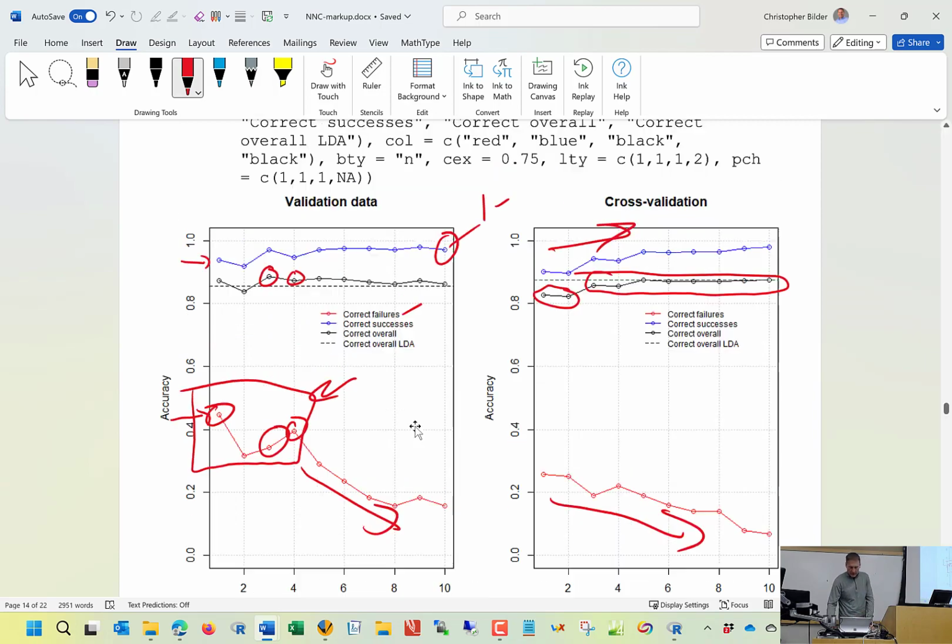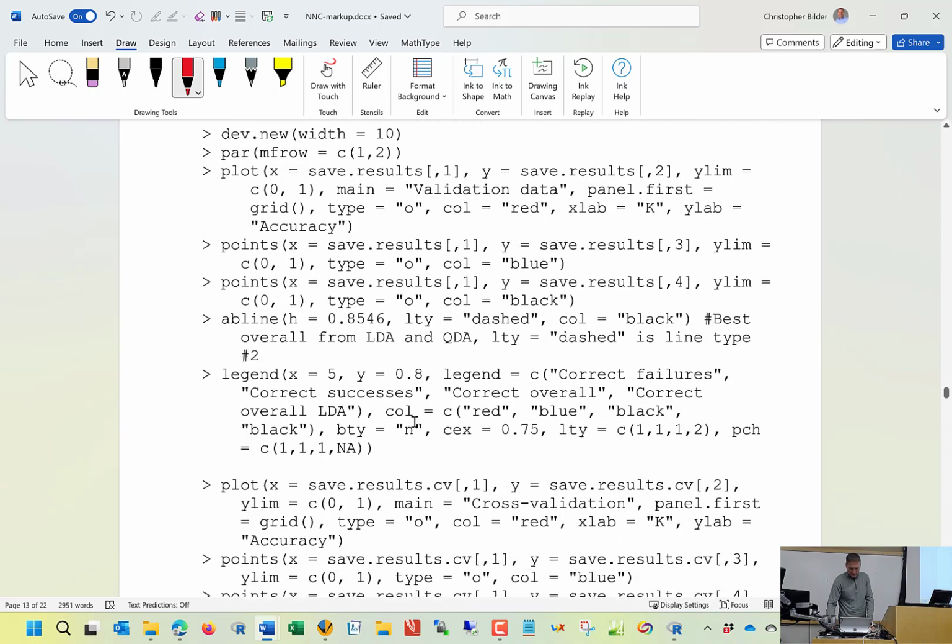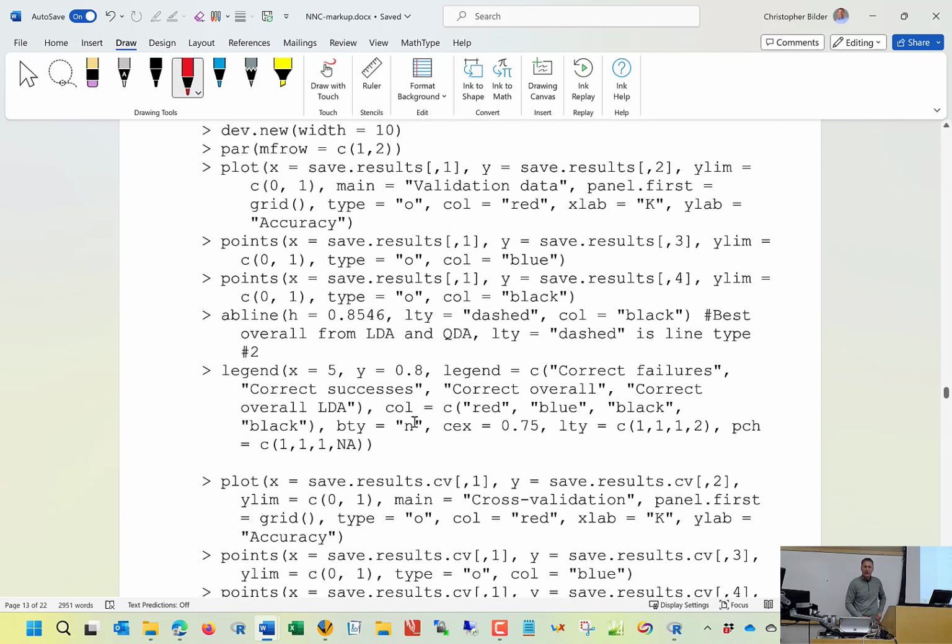So how did I do this plot? Just use some methods that we've talked about before, maybe a few different new things. So first of all, I just wanted to make sure that I could get both plots on exactly the same graphics window. So I made an extra wide graphics window. So that's why I say dev.new, which opens up a new graphics window that's 10 inches.